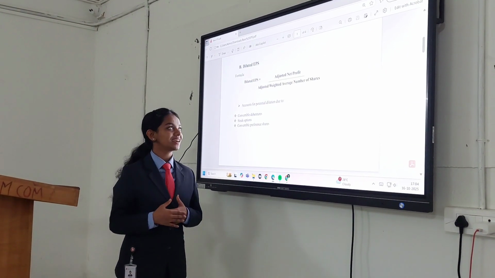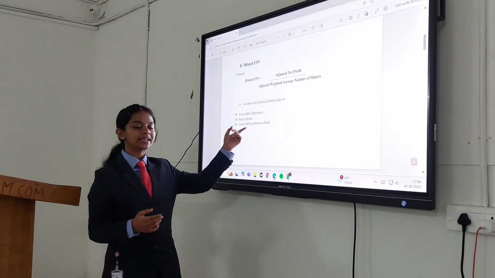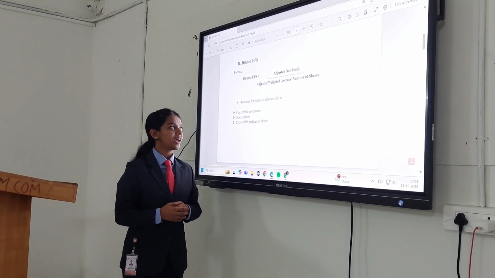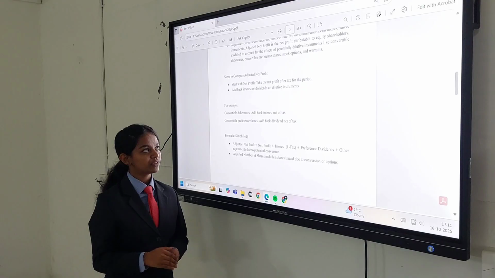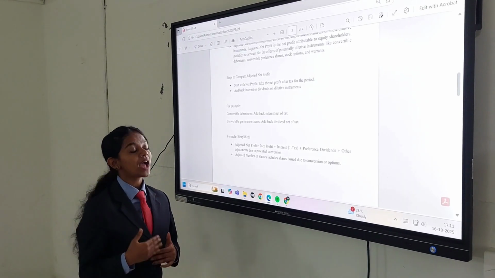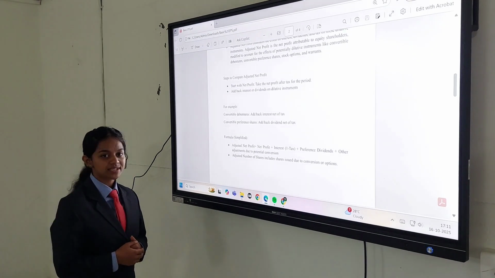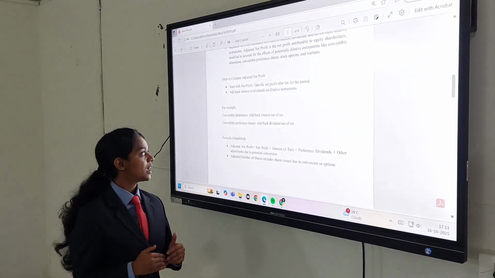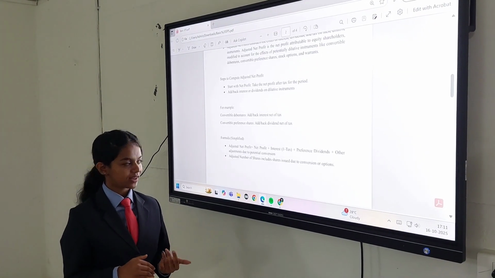So, let's study how to calculate diluted earnings per share. Here we can see that the formula is adjusted net profit divided by adjusted weighted average number of shares. So how to calculate adjusted net profit? Start with the net profit after tax for the period, then add back the interest or dividends on dilutive instruments. For example, for convertible debentures, add back interest net of tax. In the case of convertible preference shares, add back dividend net of tax.